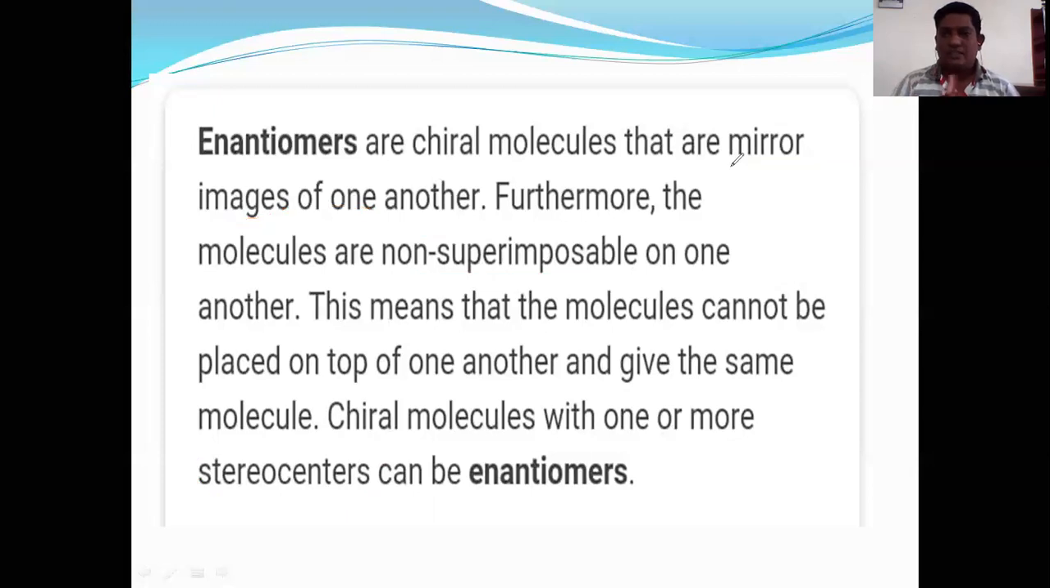Enantiomer: the first condition is that it contains a chiral, stereogenic center. Number two, it should have a mirror image. Number three, both mirror images are non-superimposable. And the fourth condition, they are optically active. Let me repeat again. Number one, chiral center. Number two, non-superimposable mirror images. Number three, optically active pair. Now we will see some examples of enantiomers.